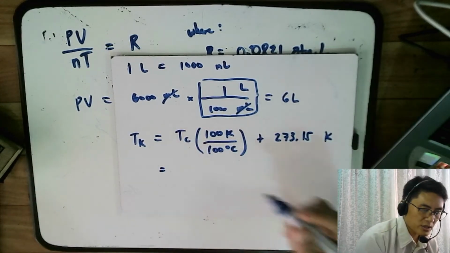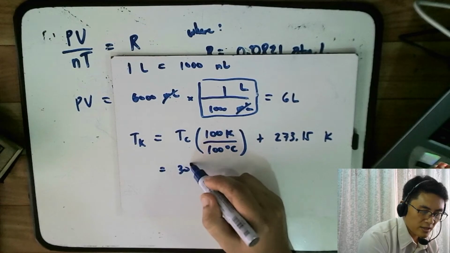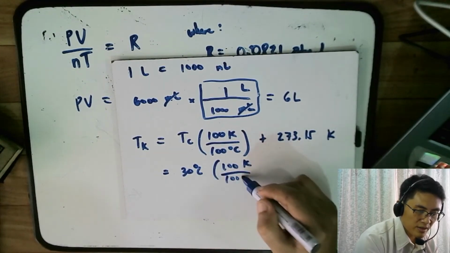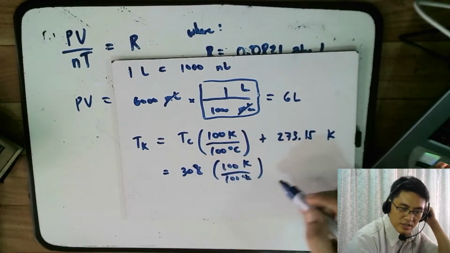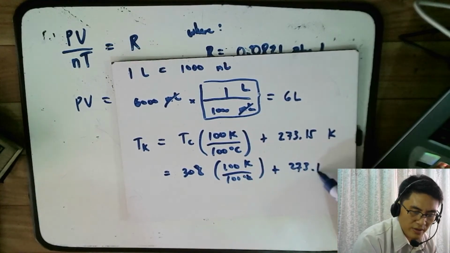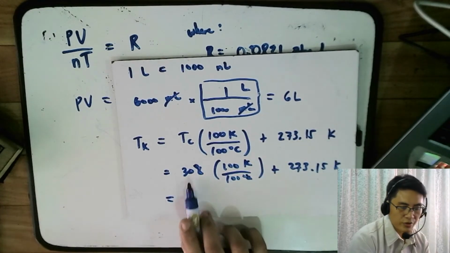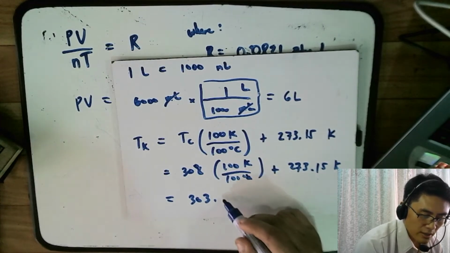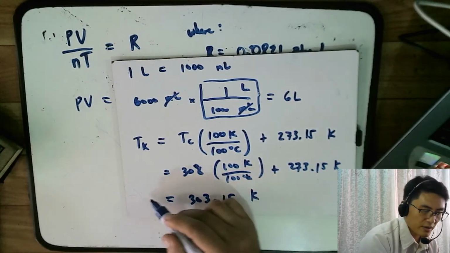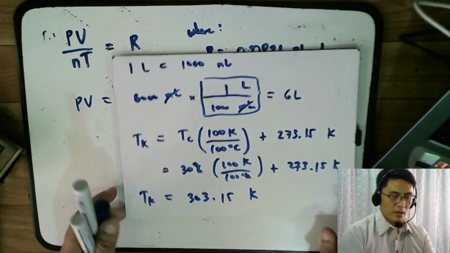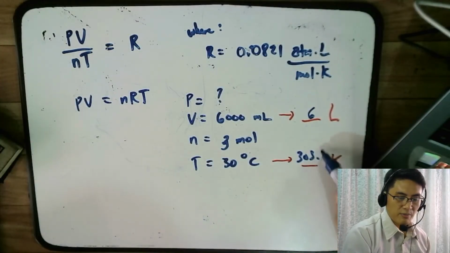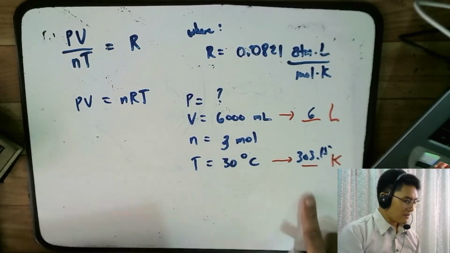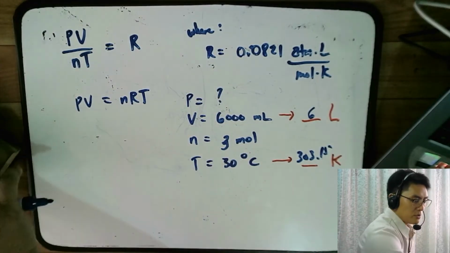So now you replace, you say, well, that was 30 degrees Celsius times 100 Kelvin over 100 degrees Celsius. Obviously, that's just the same number, plus 273 Kelvin. So that gives you 30 plus this, which is around 303, yeah, 303.15 Kelvin. So that's your temperature in Kelvin. So that gives you 303.15 Kelvin.